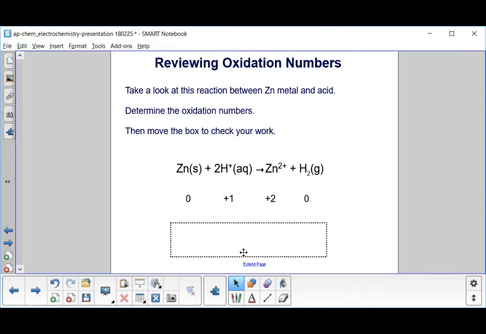Is this what you got? Zinc solid metal has an oxidation number of 0 because it's in its elemental form. The hydrogen ion has an oxidation number of +1. It's a monatomic ion with a charge of +1. That's also why the zinc ion is 2+. And hydrogen gas is in its elemental state, so it has an oxidation number of 0.